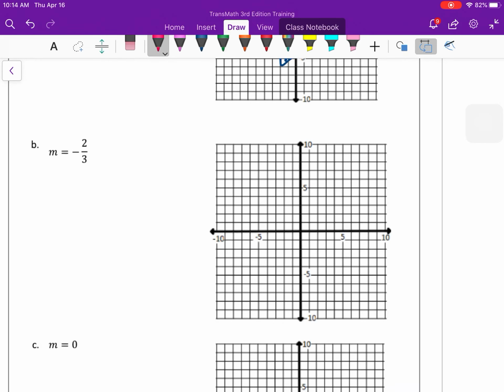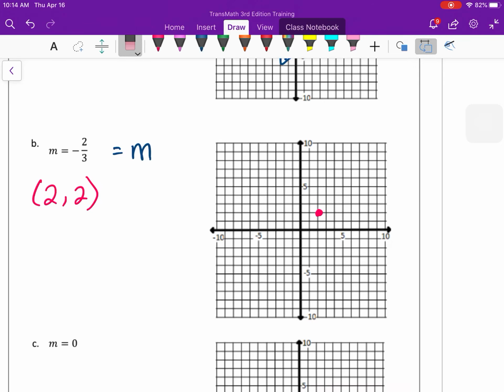All right, so -2/3 is my slope. I'm going to start at the point 2, 2 this time. That's going to be right here. Now, it's a -2/3. So you need to choose the negative to go with the top or the bottom number. So I usually put it with the top, so -2 over 3, which means that I go down 2 and to the right 3. So down 2 to the right 3, and then you put your next dot.